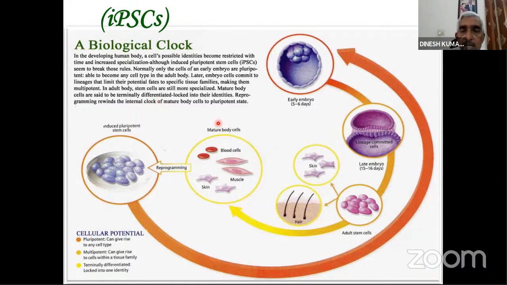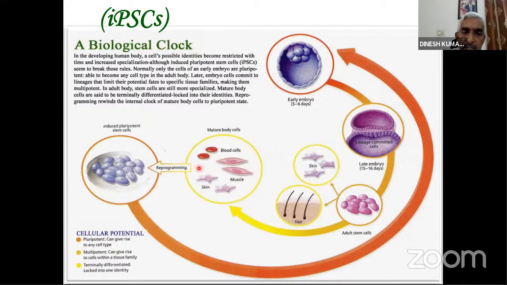In normal course, what happens after fertilization? The embryo grows into germ layers and thereafter differentiates into different types of cells, as I have told you in earlier lectures, and they form different types of terminally differentiated cells.